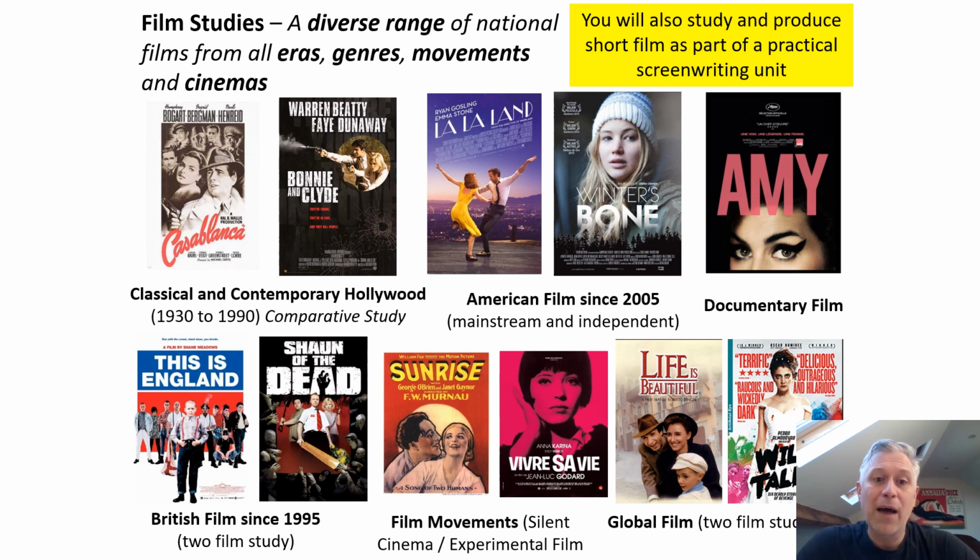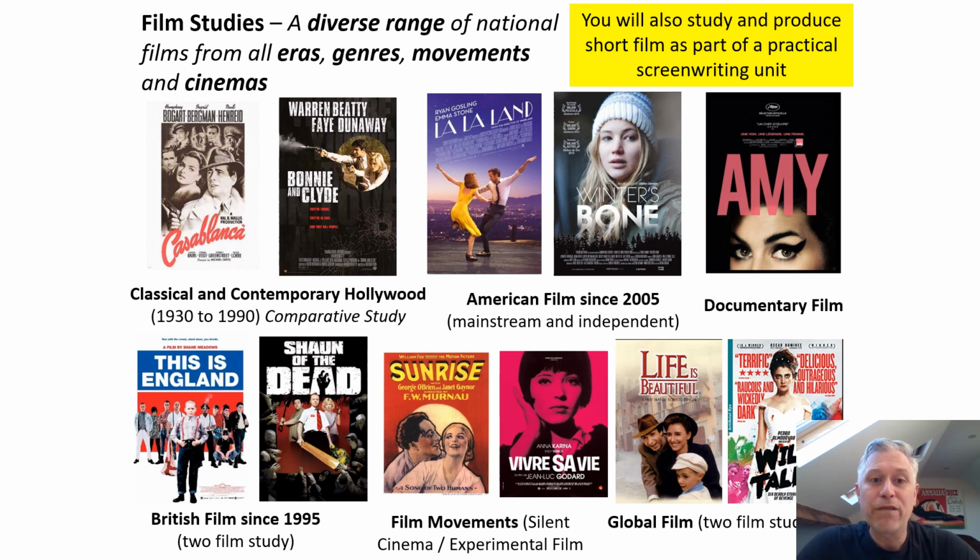You'll see that we have a unit called Classical and Contemporary Hollywood, which is a 2-film study unit, and it's a comparative study, which means we look at these 2 films together, and that is the classic Hollywood film of Casablanca from the early 1940s, one of the most famous films that's ever been made and one of my personal favourites. It's black and white, it's set and produced during World War II, and it's a sort of thriller wartime romance with some classic scenes and some classic lines.